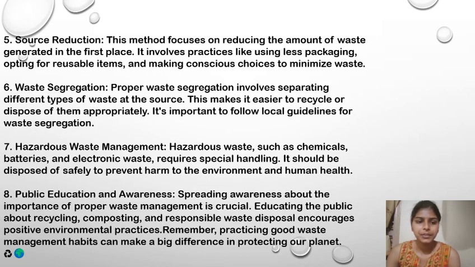And source reduction. This method focuses on reducing the amount of waste generated in the first place. It involves practices like using less packaging, opting for reusable items, and making conscious choices to minimize waste. And waste segregation. Proper waste segregation involves separating different types of waste at the source. This makes it easier to recycle or dispose of them appropriately. It's important to follow local guidelines for waste segregation.